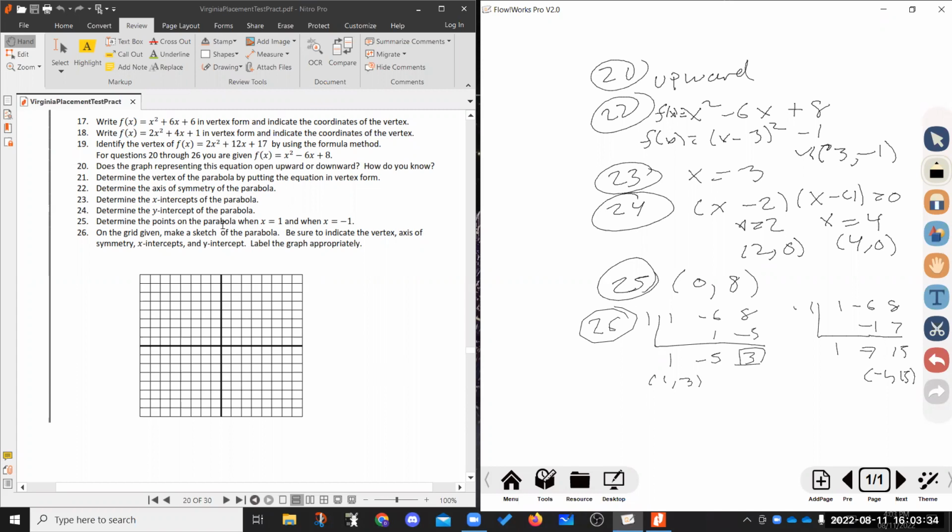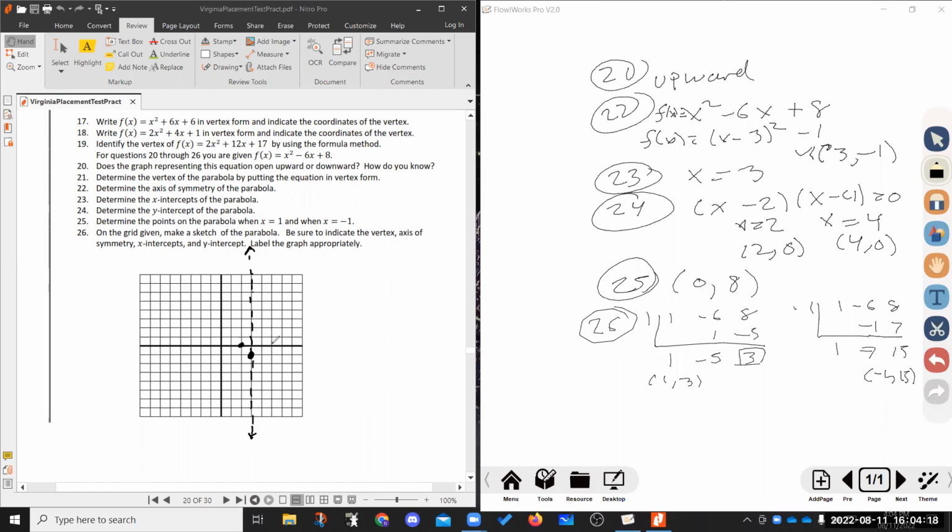On the grid, make a sketch of the parabola. Be sure to indicate the vertex, axis of symmetry, x-intercepts, y-intercepts. Plot some additional points as needed. Okay, so we've got the axis of symmetry at 1, 2, 3. So right over here, x equals 3 is my axis of symmetry. It's not really part of the graph, so I'm drawing it as a dashed line. The point (3, -1) is on the graph. I'm going to put a big solid dot there. That's my vertex.